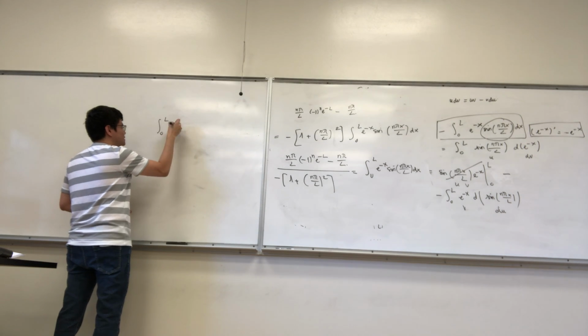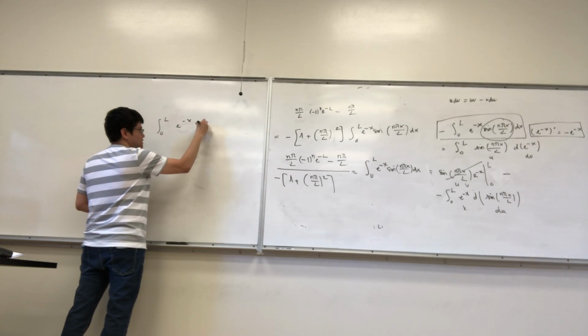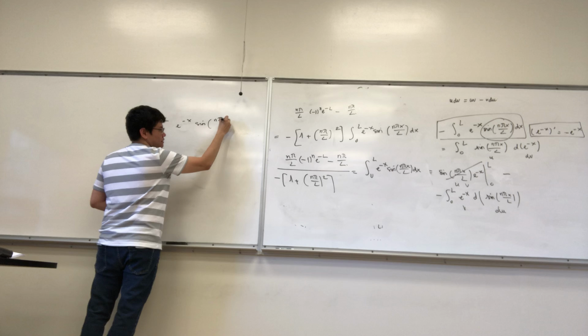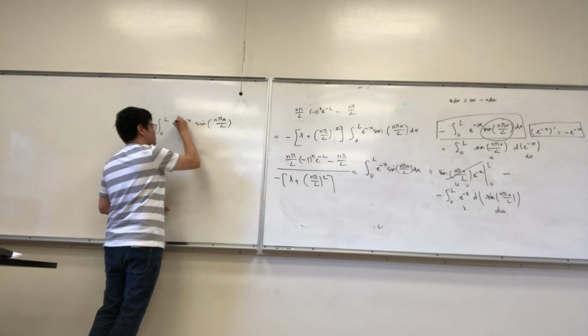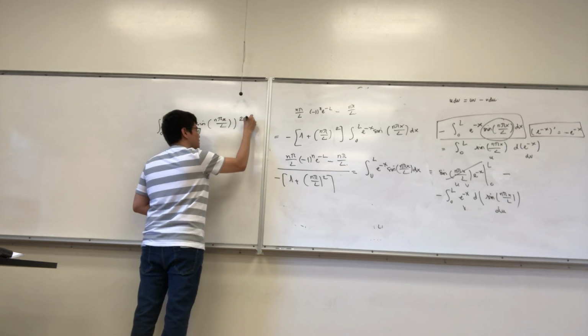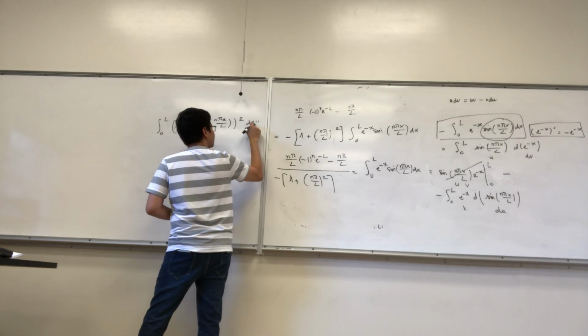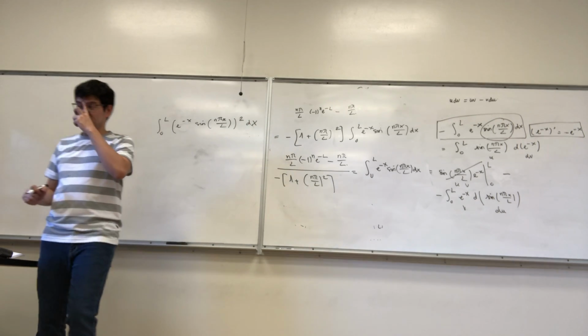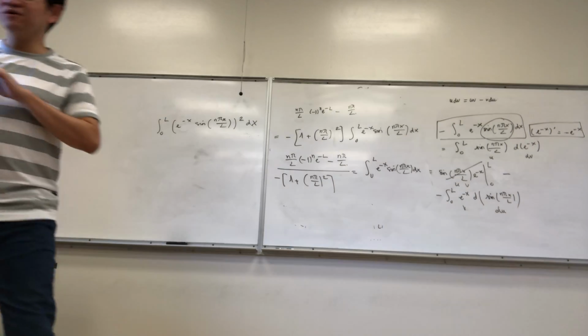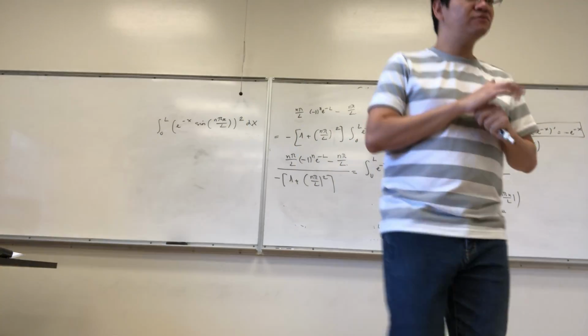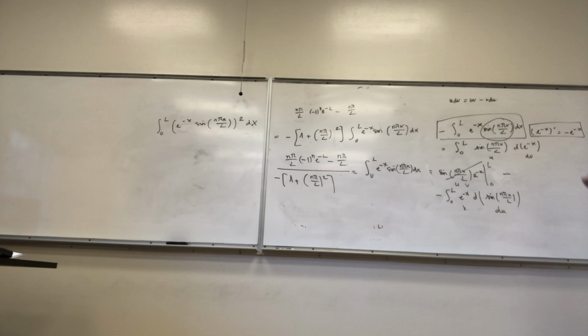We have to compute this, e to the power minus x, sinus of n pi x over l, squared, dx. Right? How do I compute this integral? Yes? You expand and you get e to the negative 2x sine squared x.